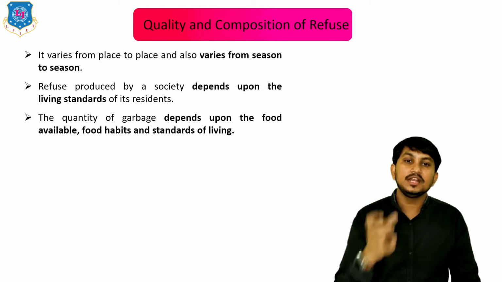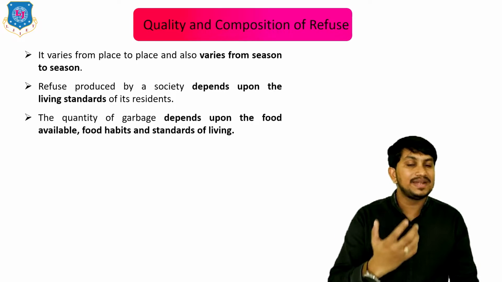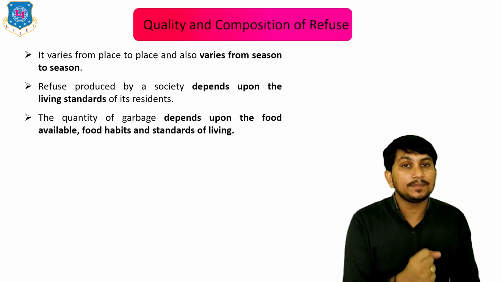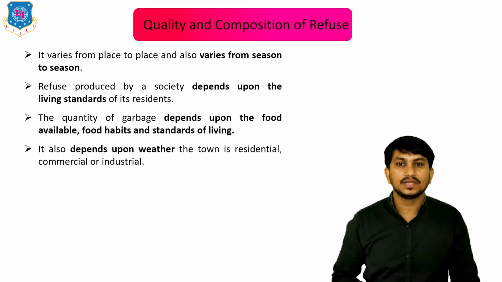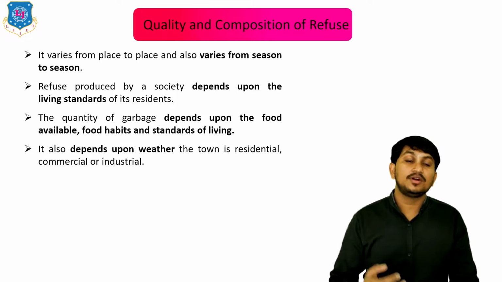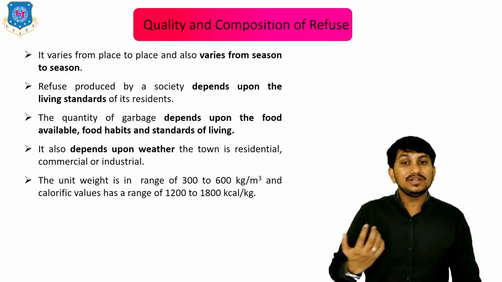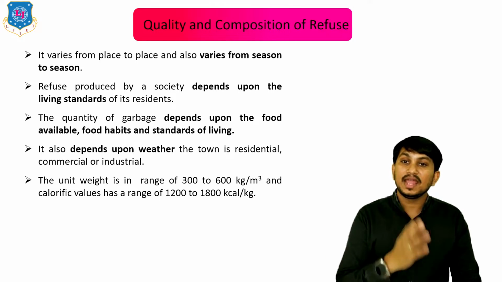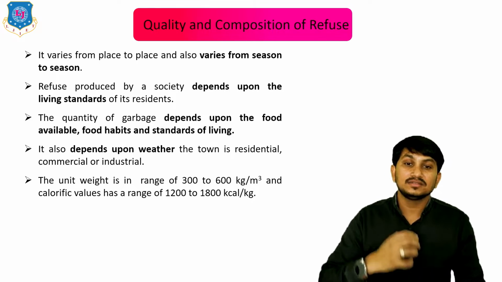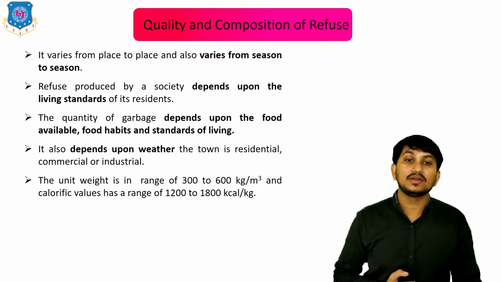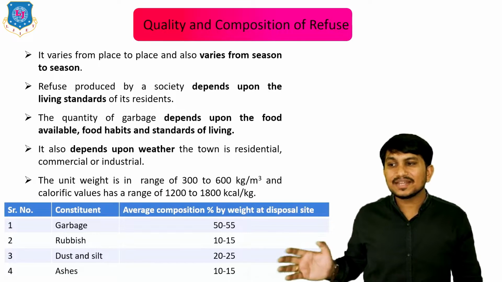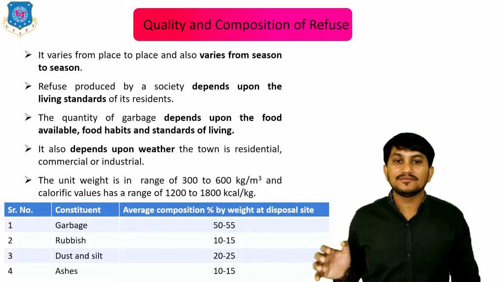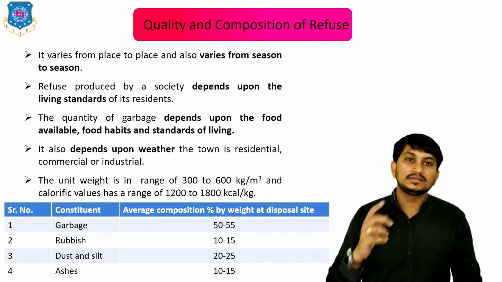The quantity of garbage depends upon the food available, food habits and the standard of living of the people living in that particular area. It also depends on the weather of the town and the use of the town, like residential, commercial or industrial use. The unit weight is in the range of 300 to 600 kg per meter cube, and the calorific value has the range of 1200 to 1800 kilocalorie per kg of this refuse.